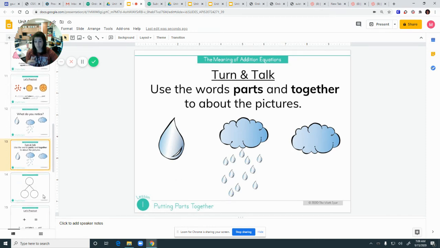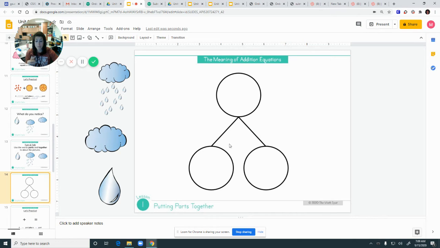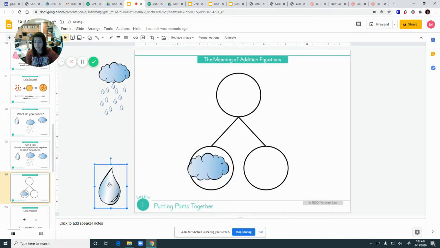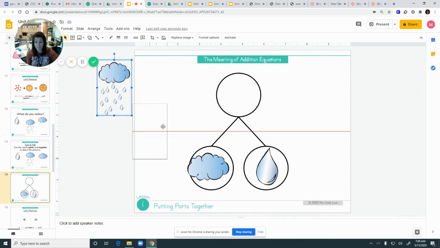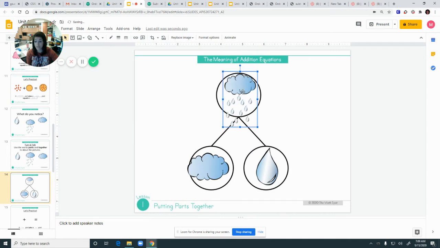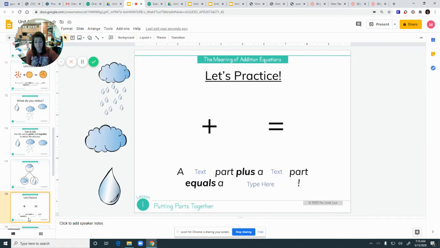Let's use that in a number bond, okay? Remember, your whole is at the top. So what two pieces did I put together? I put together my cloud and my raindrop. And when I put those two pieces together, the cloud and the raindrop, I got a cloud that's raining. It's not too bad. Let's put that in a number sentence, okay?